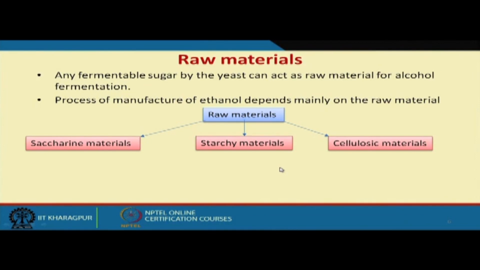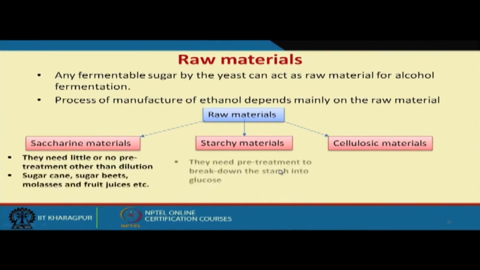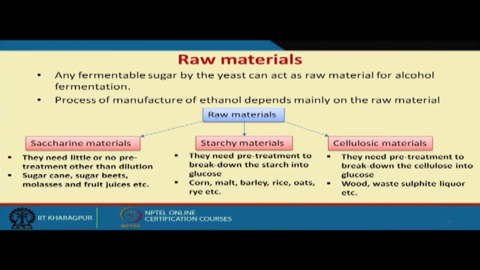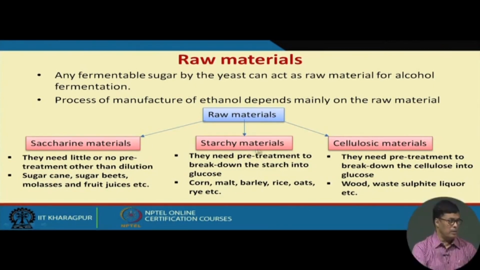Now the raw materials used for the alcohol fermentation process are of three different types. One is saccharine materials, which mostly comprise sugar-type materials that are easy to ferment, so you don't require any kind of pre-treatment. But when we use starchy materials and cellulosic materials, they require pre-treatment. In the case of starchy material, first the starch has to be degraded into glucose, and then the glucose, with the help of the Embden-Meyerhof pathway, produces ethanol. In the case of cellulosic material, cellulose is broken down to glucose with the help of enzymes like cellulase enzymes.